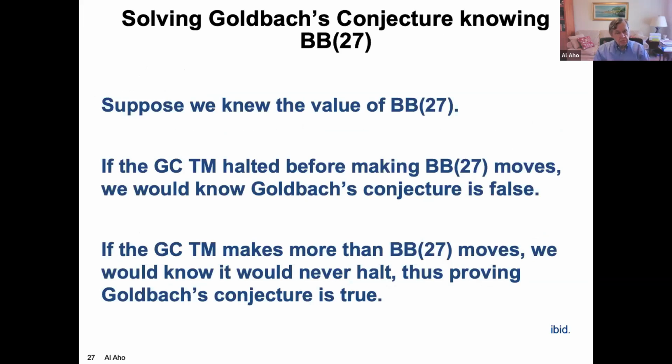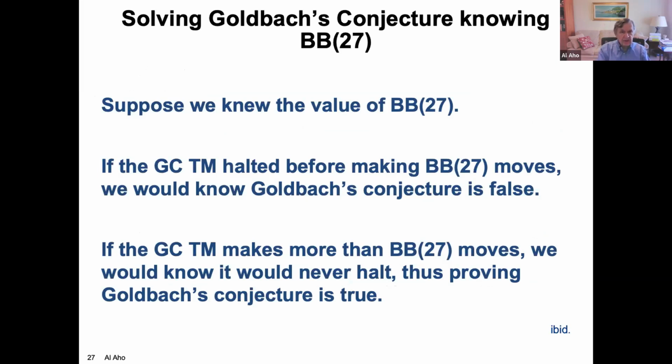So this looks good, doesn't it? But here's the rub. This is not a practical way to solve the Goldbach conjecture, because Busy Beaver of 27 is such a huge number that it is not physically possible in our universe to simulate a Turing machine through that many moves.